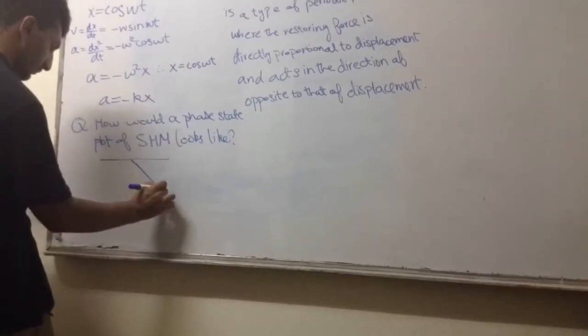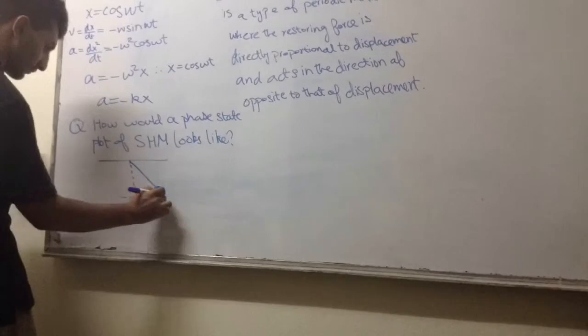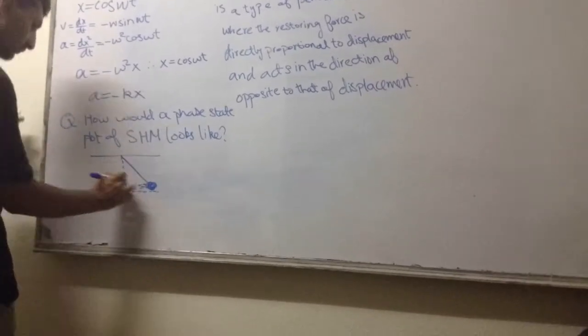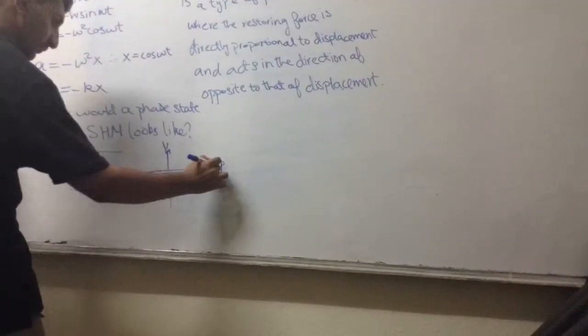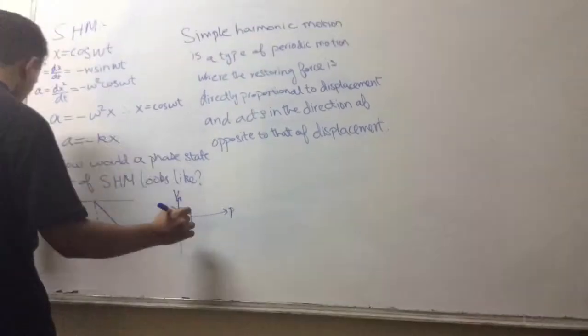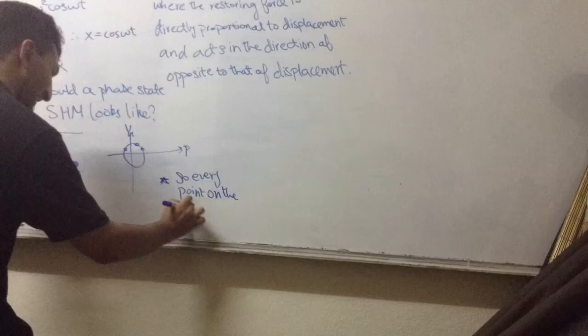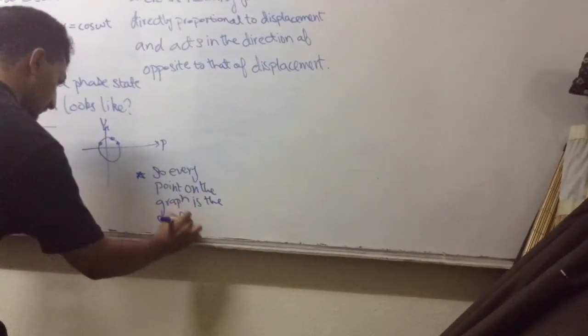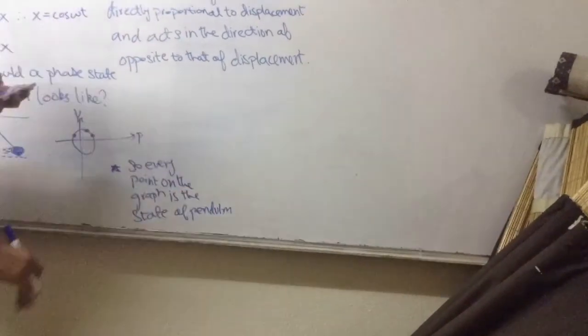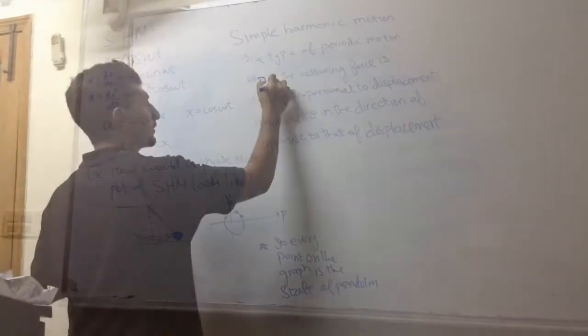So here comes the question, how would a phase space plot of simple harmonic motion look like? As you can see, I have drawn a pendulum and it will move back and forth, and I have taken velocity on the y-axis and the position on the x-axis. So every point on the graph is the state of the pendulum or simple harmonic motion.